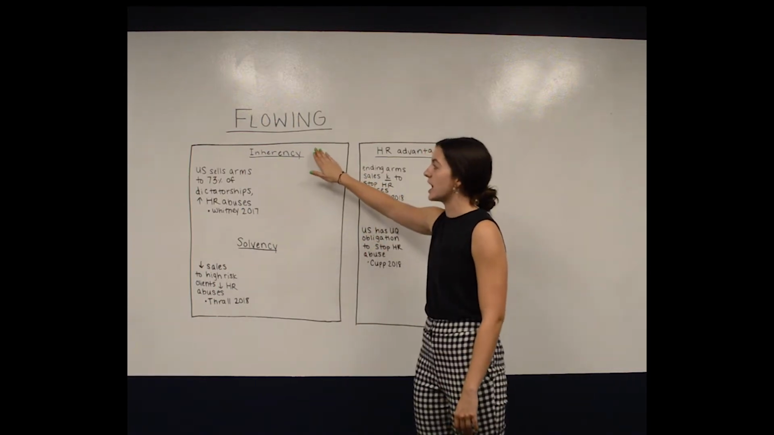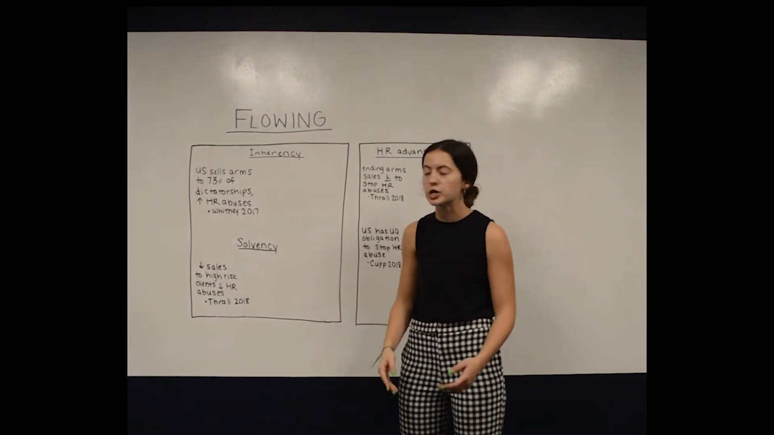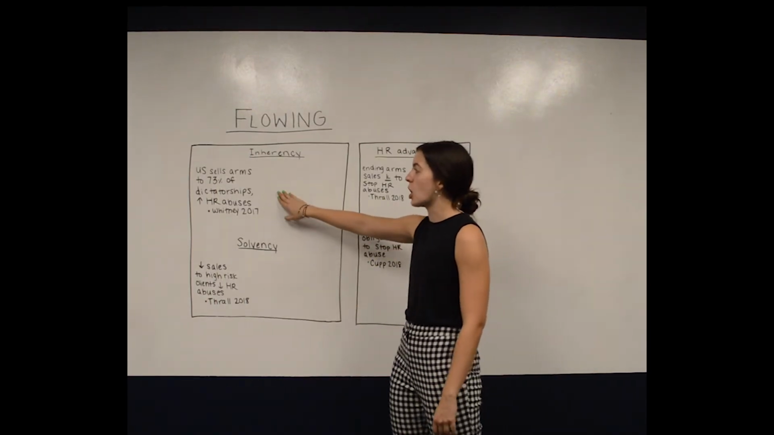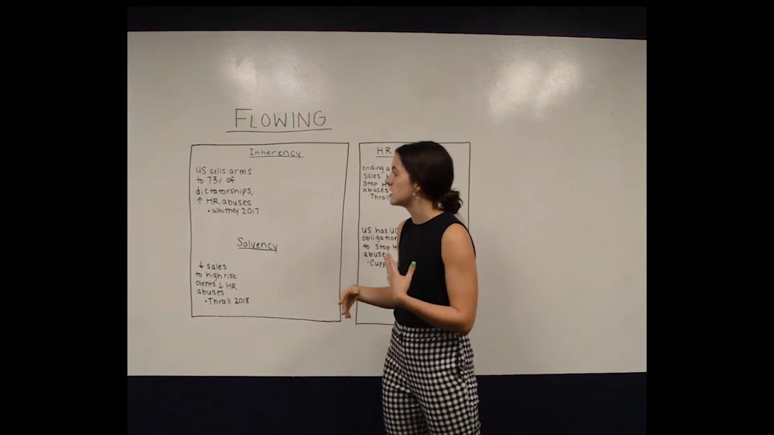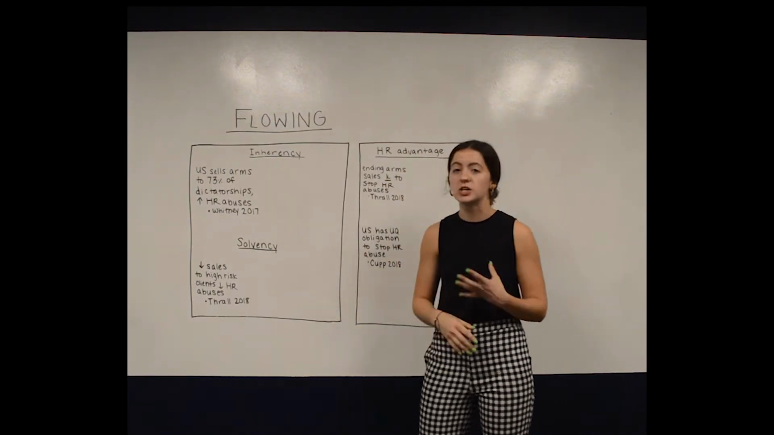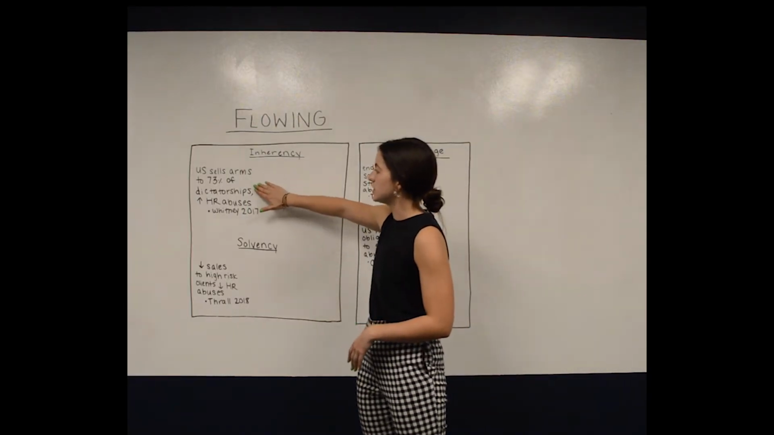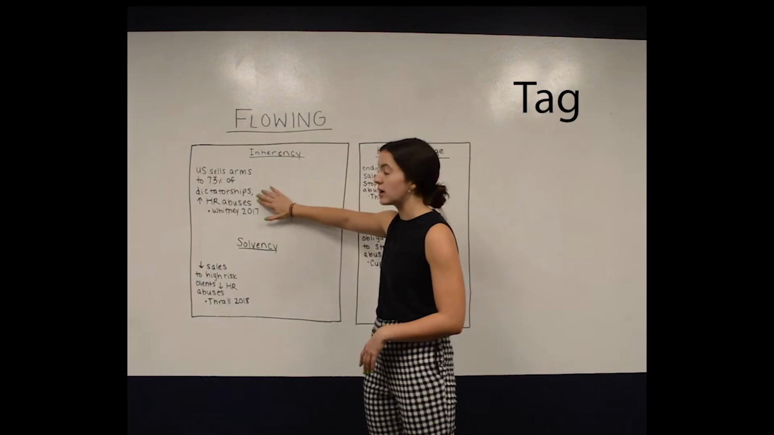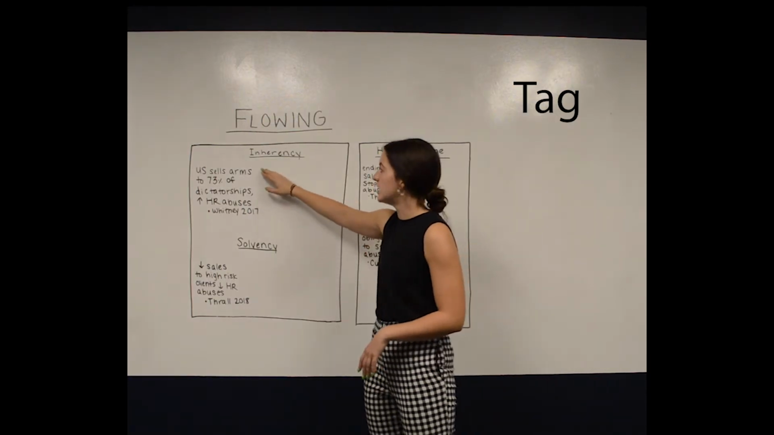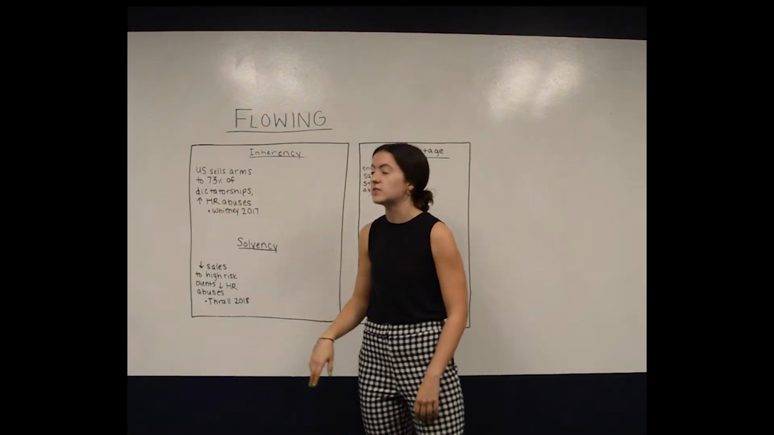Then after you have that header, the person reading the 1AC is going to read their first card. So the 1AC's first card talks about how the US sells arms to 73% of dictatorships and how this increases human rights abuses. And so I wrote that down here, and that's going to be our tag for that specific card.